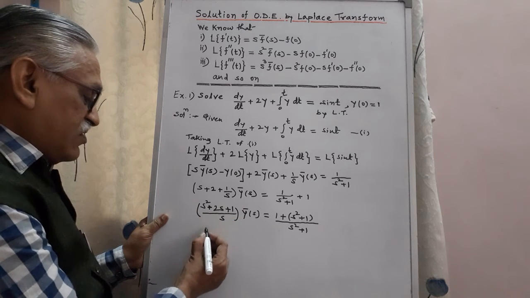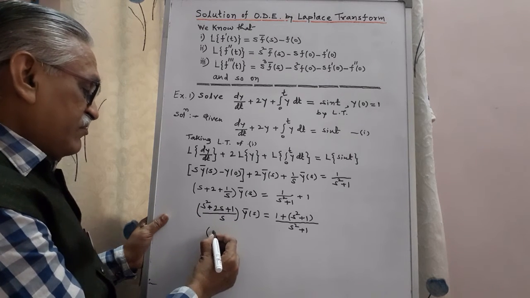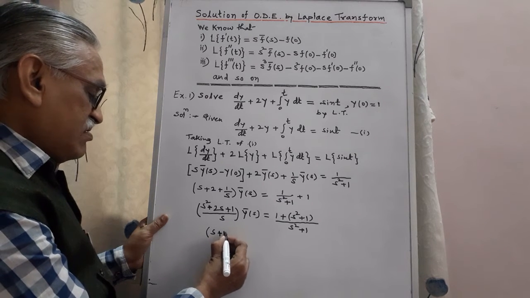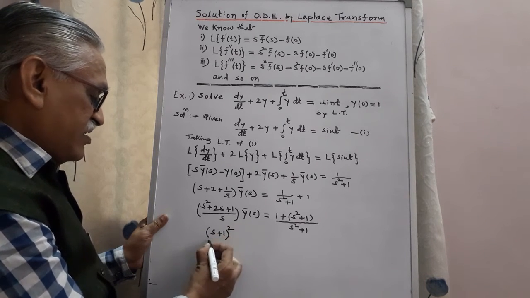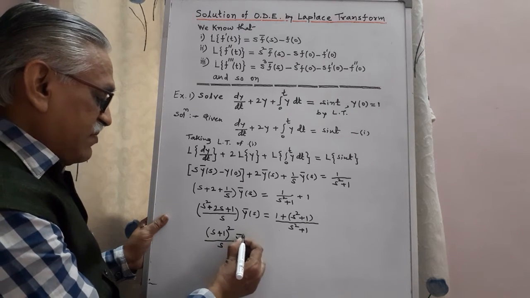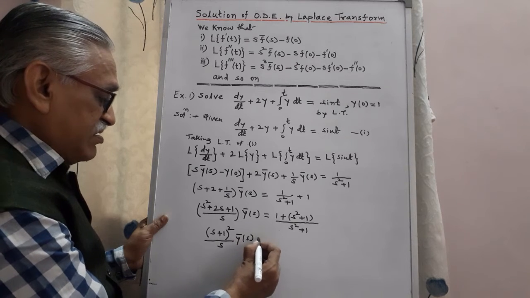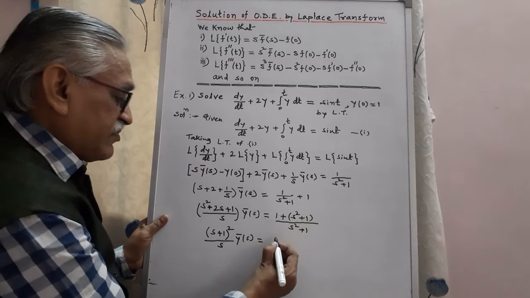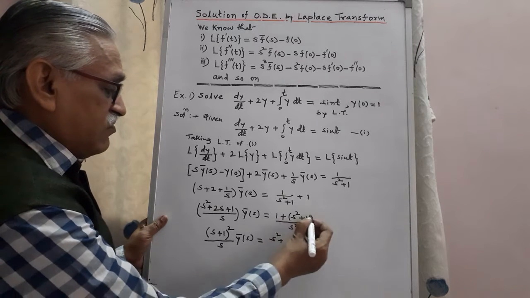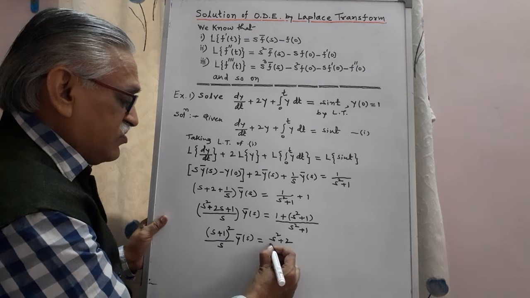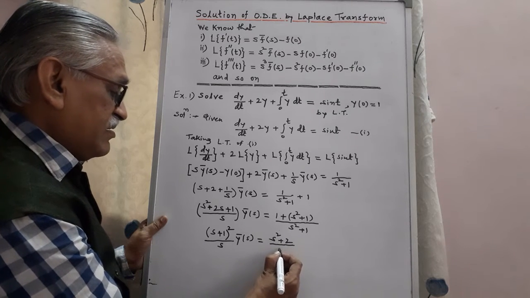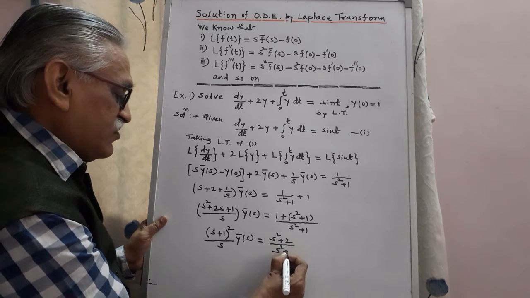This is a perfect square of s plus 1 bracket square, divided by s into y bar of s, is equal to s square plus 1 plus 1, we get 2, divided by s square plus 1.